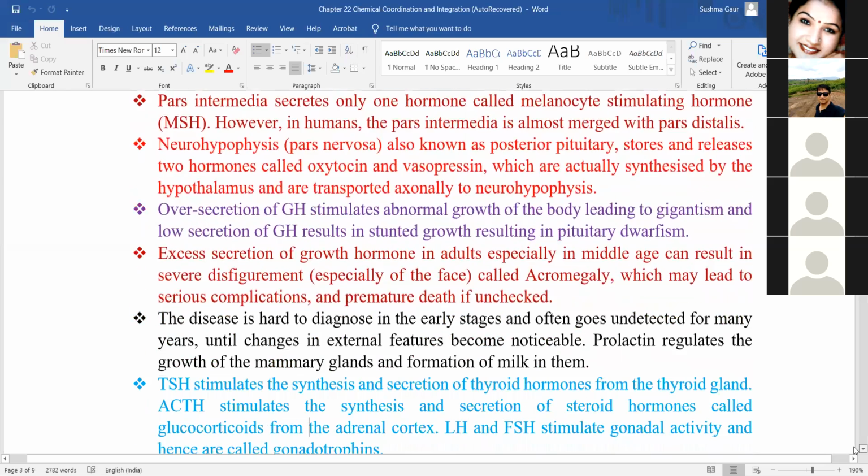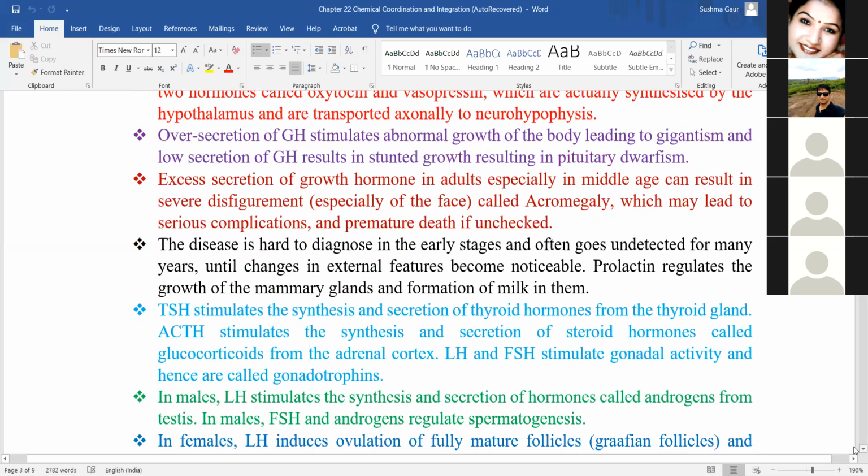Now, when the growth hormone is secreted in more amount than is required, what will it do? It will stimulate abnormal growth of the body that will result in gigantism. It's a disease in which the person suffering from it will look very giant in size, very tall and unusual, and start looking very different from other human beings.